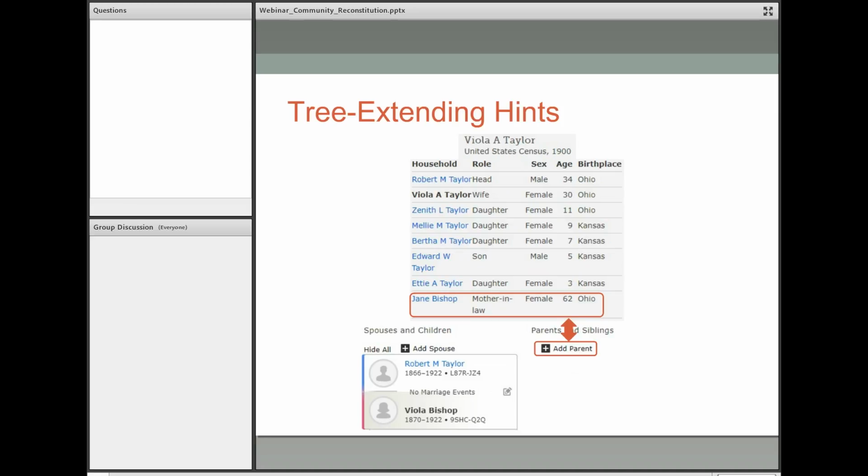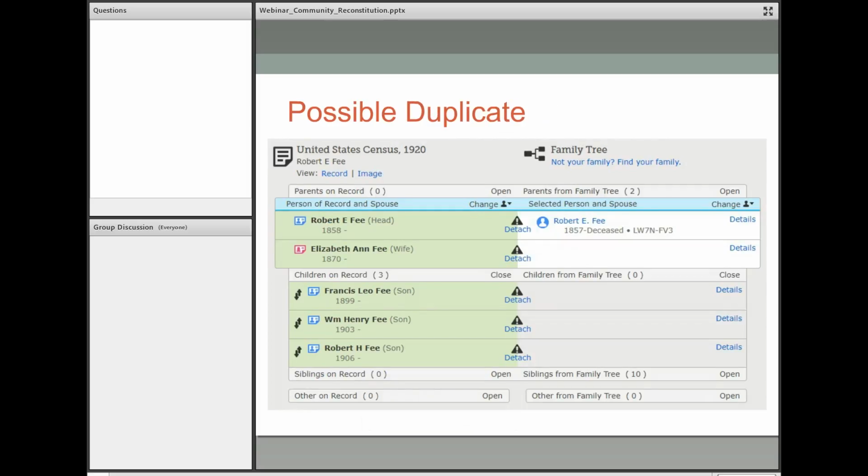Another thing that can often happen is that we'll identify a possible duplicate. So we will find a record that's attached to a person, but then we'll find another person that it should be attached to. In this case, Robert E. Fee shows up twice on the tree, and so we would want to merge those duplicates and connect this family back together.